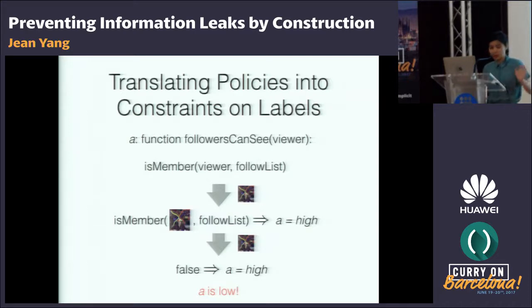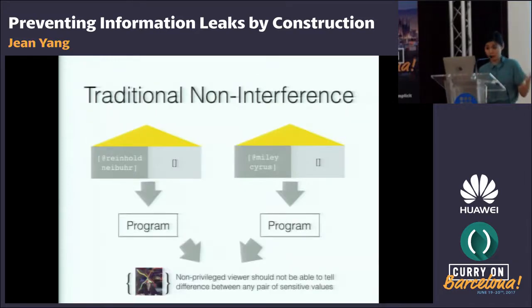And so to give you some background about our security guarantee, I'll first review what traditional non-interference means. So traditionally in information flow, there's this idea of non-interference, which says that a non-privileged viewer should not be able to tell the difference between any pair of sensitive values. So if you have a sensitive value going through the program, like this sensitive list of who Brian Comey is following, that list, if the viewer is not supposed to see it, can contain Reinhold Niebuhr, it can contain Miley Cyrus, and the viewer shouldn't be able to tell apart the difference between those two lists.